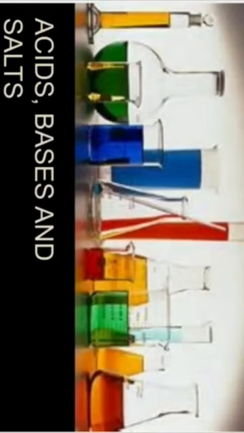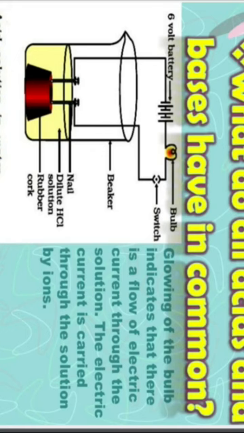Good morning, students. As we have started with the chemistry second chapter, that is acids, bases, and salts. In our previous videos, we have studied the meaning of acids and bases and a few properties of the acids and bases. So, today let us learn still more about acids and bases. Today we are going to learn what all acids and bases have in common. This we are going to discuss with the help of an experiment.